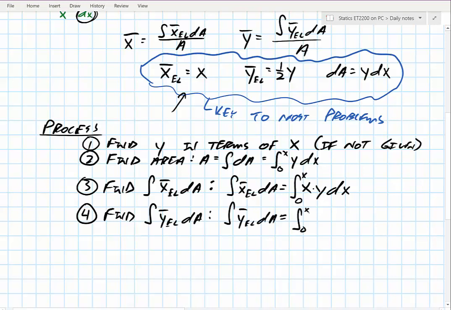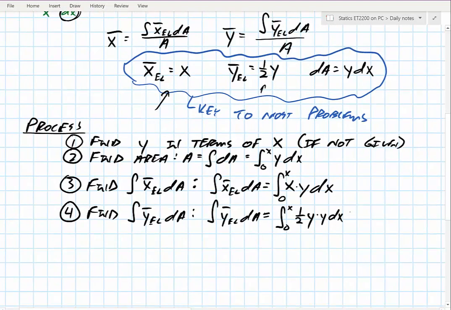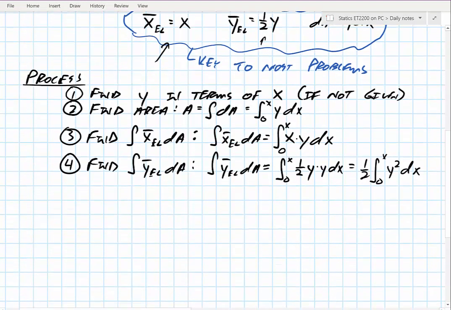Now we have, what is y bar? We said y bar is basically 1/2 y. So we have 1/2 y, and then we have dA, and dA we already said is equal to y dx. So this is times y dx. Now I can bring out the 1/2 because it's a constant from 0 to x, and then y times y is y squared dx. So I end up with these two new equations in essence to find my x bar the element and y bar the element.